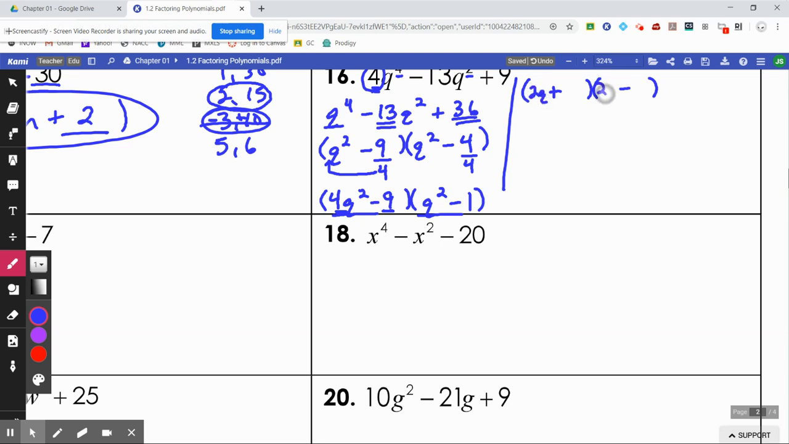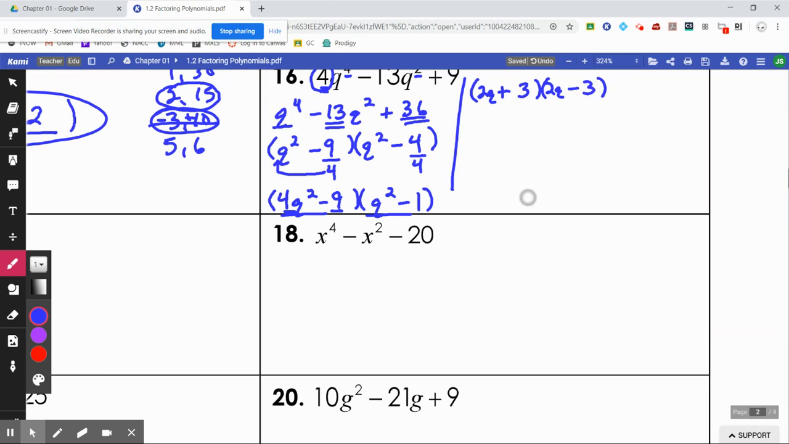2q times 2q gives you 4q squared. 3 times 3 gives you 9. And the second one, q squared minus 1, is also a difference of squares. Difference of squares factors into conjugates. q times q gives you q squared. 1 times 1 gives you 1. So therefore, that's the complete factorization.